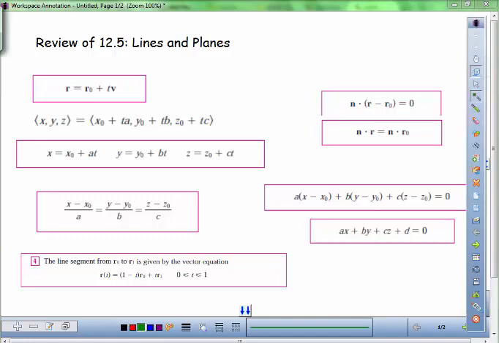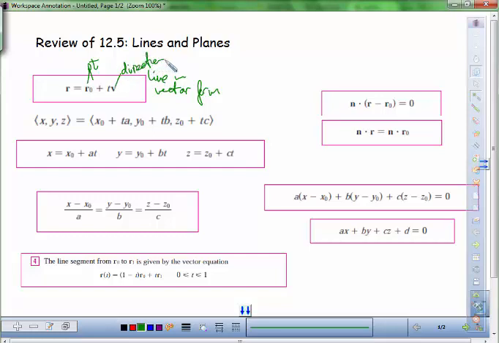So the first formula is a line in vector form. And it has a point and a direction, where we've been calling our direction vector D for direction. Here they call it V for vector. But it's generally the same. And I've been calling my point PT or P. And here they just call it R0. So it's the same sort of deal.